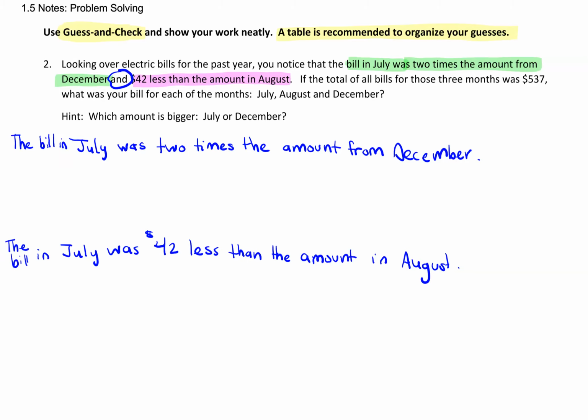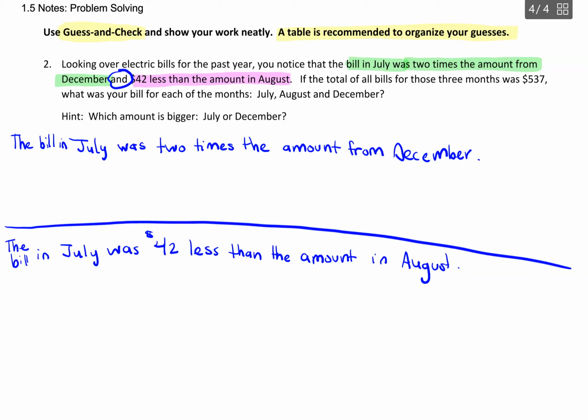The bill in July was 2 times the amount from December. And then the bill in July was 42 less than the amount in August. Okay, so let's focus in on that first sentence. The bill in July was 2 times the amount from December. So I'm comparing July to December.